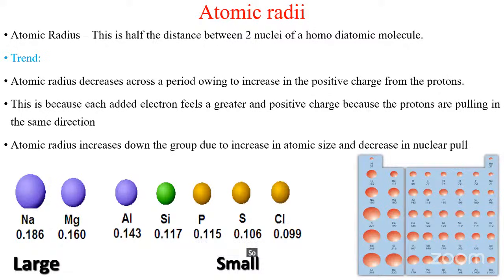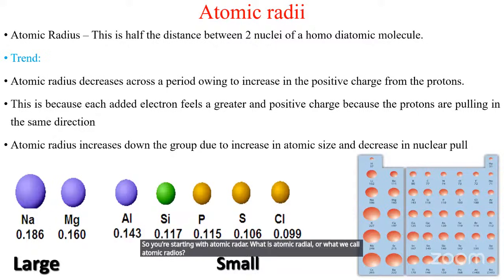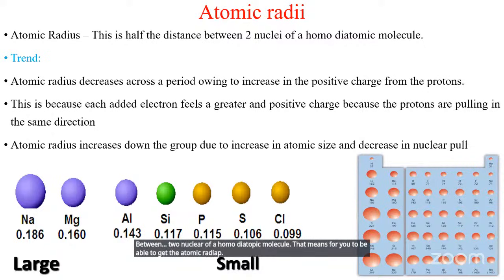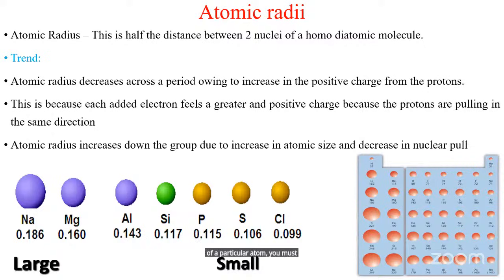So we are starting with atomic radii. What is atomic radii, or what we call atomic radius? Atomic radius is defined as half the distance between two nuclei of a homodiatomic molecule. That means for you to be able to get the atomic radius of a particular atom, it has to be 2 of that atom. Let's say your chlorine, between 2 nuclei of a homodiatomic molecule.